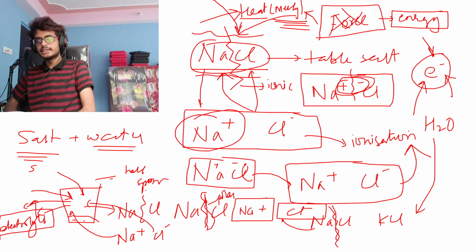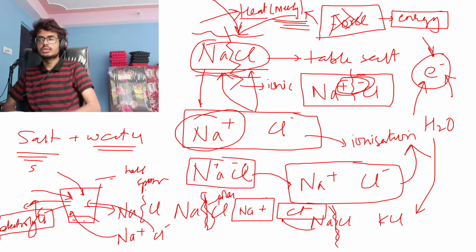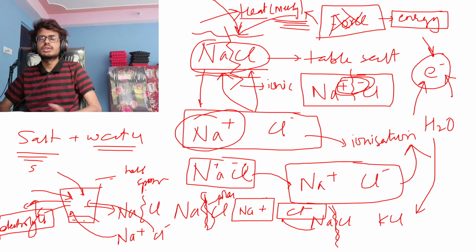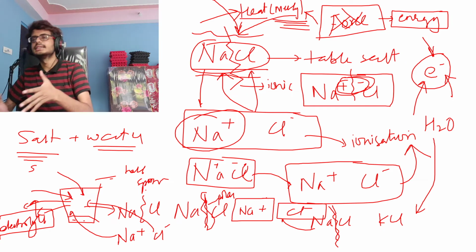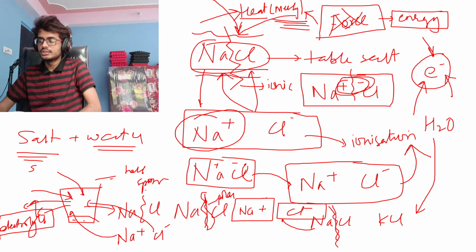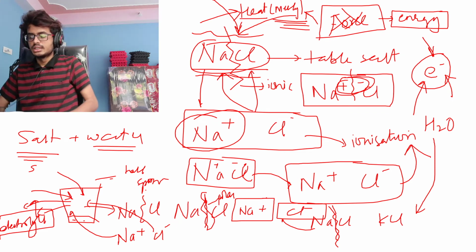Dissociation is basically the breaking up of compounds into their constituent particles, constituent parts. Dissociation. And ionization is also the same. So a compound is ionizing, is dissociating into its constituent ions. So that is also ionization, also dissociation. Almost both the terms are almost the same.